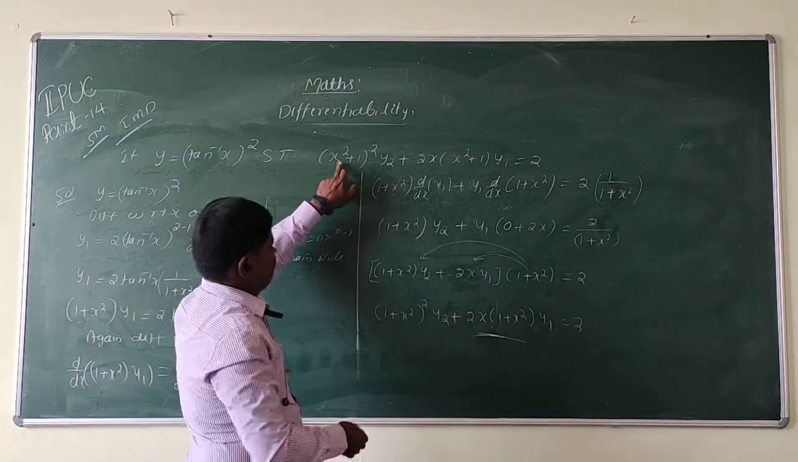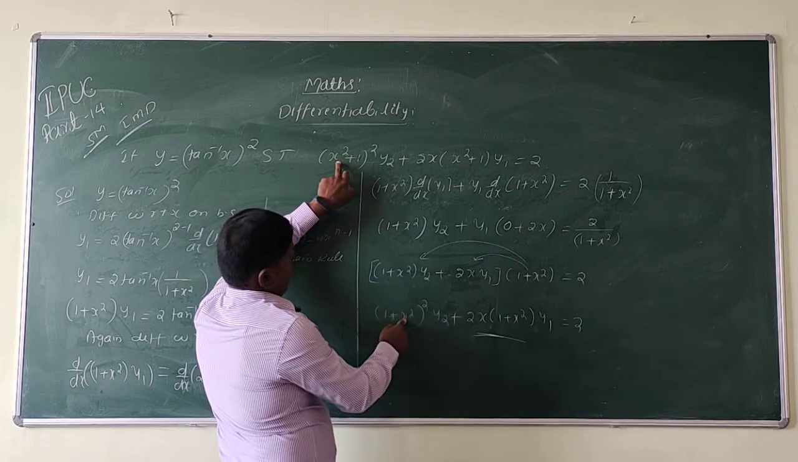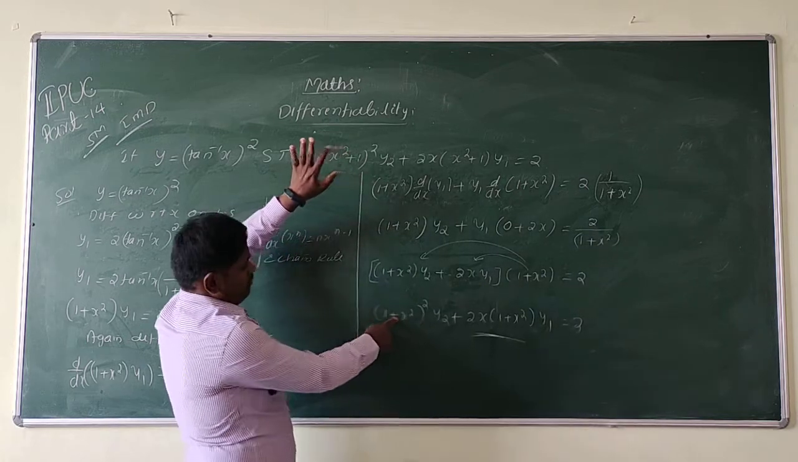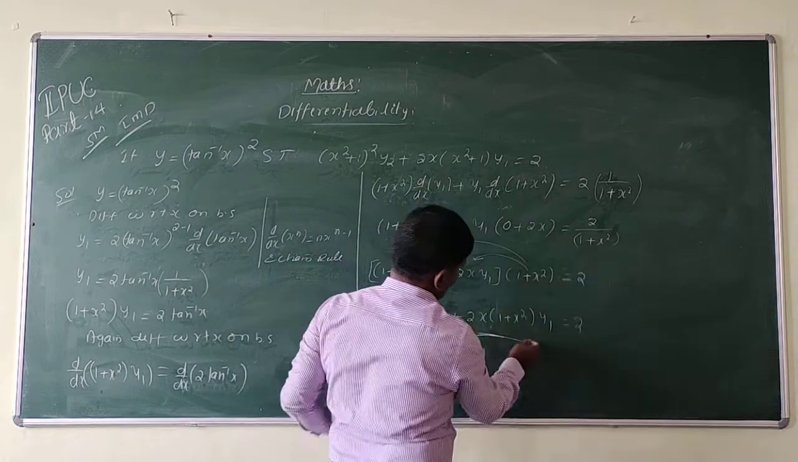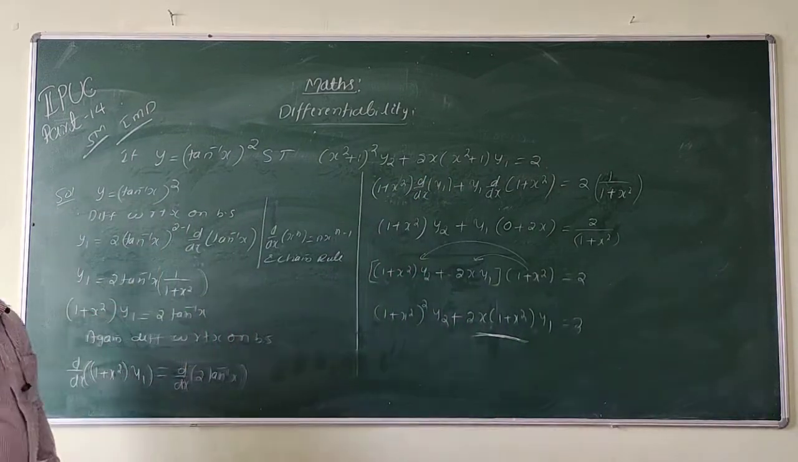That is 1 plus x square whole square, 1 plus x square or x square plus 1 both are same, into y2 plus 2x into 1 plus x square into y1 is equal to 2. Okay, so important problem.